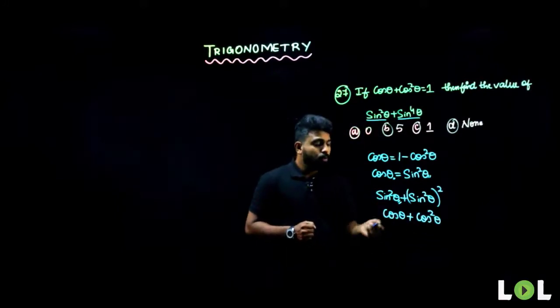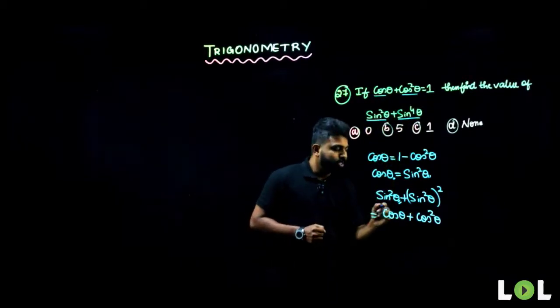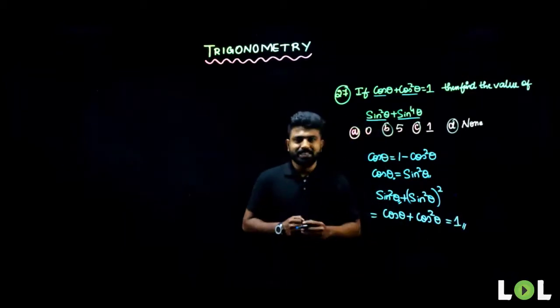So now from the question, what do we have? The value for cos theta plus cos square theta is equal to 1. So this value will be equal to 1, and that will be my final answer.